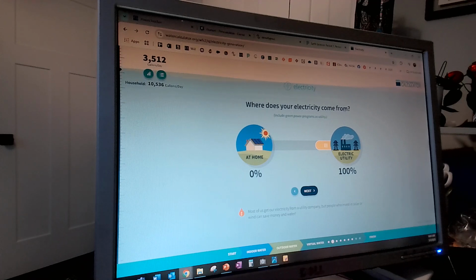Where does your energy come from? So at home would be green power. This would be if you have wind turbines or solar panels or things like that. We get 100% of our energy from Cass County Electric.